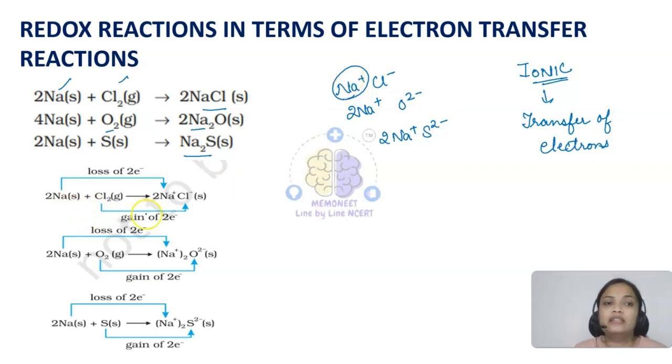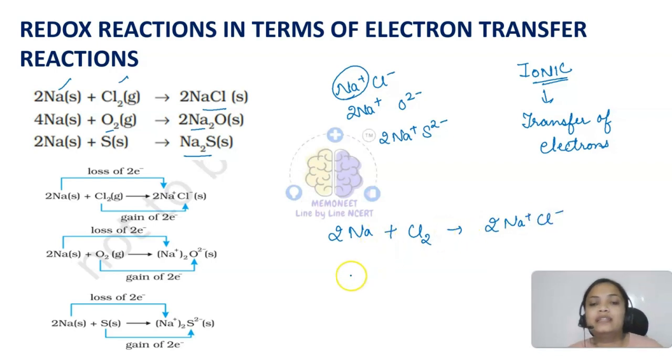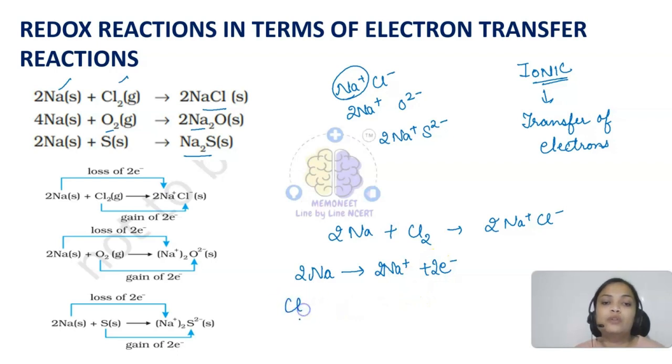Let's see the first reaction: 2Na plus Cl2 gives 2Na positive, Cl negative. Sodium will lose an electron and get converted to sodium ion. Here two atoms are there, so I can write 2 and 2 electrons, meaning 1 electron for each atom. Now chlorine gas is a molecule, so it will dissociate and gain 2 electrons, each chlorine atom gaining 1 electron, and convert to chloride ion.